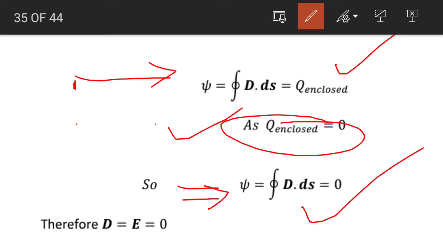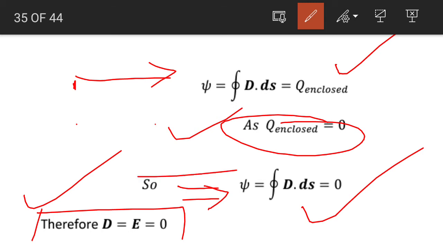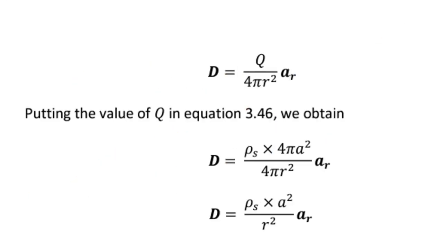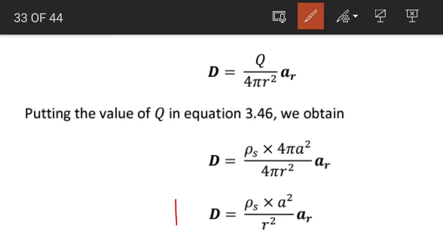So it means that the electric flux passing through the Gaussian surface in the outward direction will be equal to 0, and this implies that the electric field intensity as well as the electric flux density at this point will be equal to 0. So there will be no field inside the source, and there will be a field outside the source. So you guys can find out the field outside the source with the help of this particular equation.